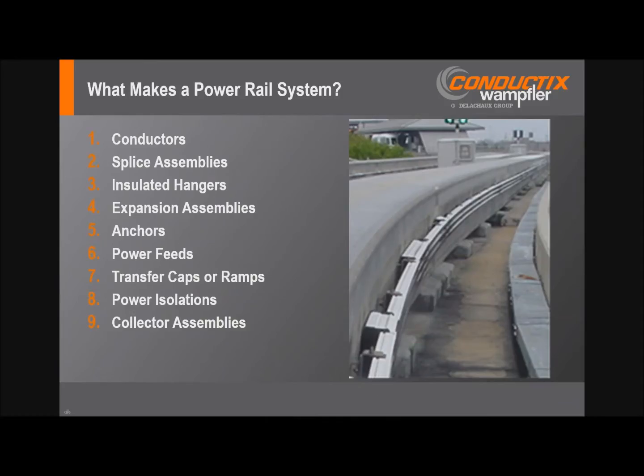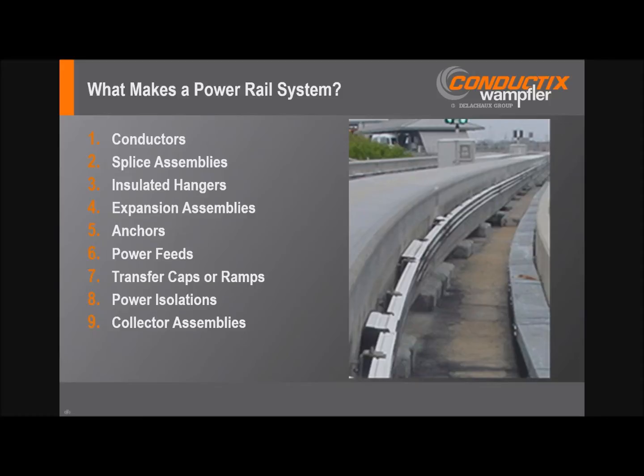So power rail systems typically consist of these 9 basic components. Conductors, which conduct the electricity and provide a sliding contact surface from which the vehicle pulls power. Splice assemblies, which join those conductors. Insulated hangers, which both insulate the conductors from the guide beam and support them, attach them to the guide beam. Expansion assemblies, which manage the thermal movement or expansion of the conductors. Anchors, which help control and direct that thermal expansion.